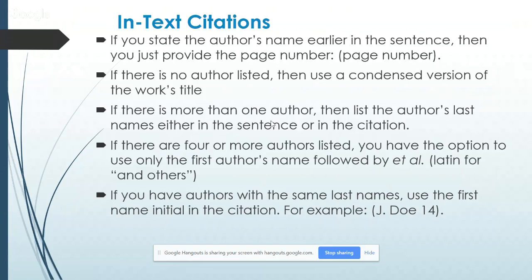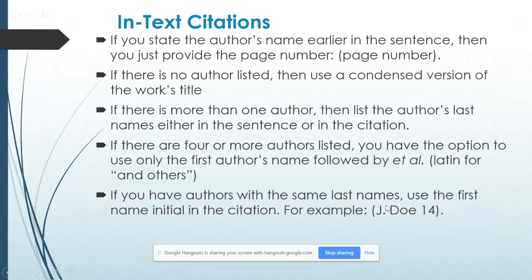And if you have authors with the same last names, use the first name initial in the citation. So let's pretend that I have 2 different articles that I'm citing in a paper. One's by Jane Doe and the other one is by Doris Doe or something like that. If I'm going to reference their sources, I'm going to want to have that J or that D for Jane or Doris in that citation.